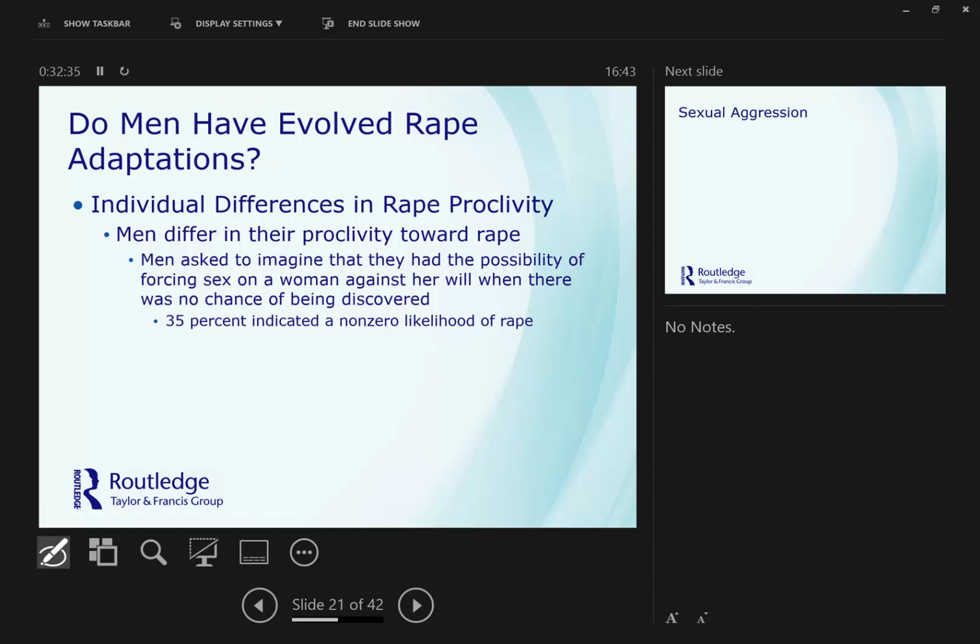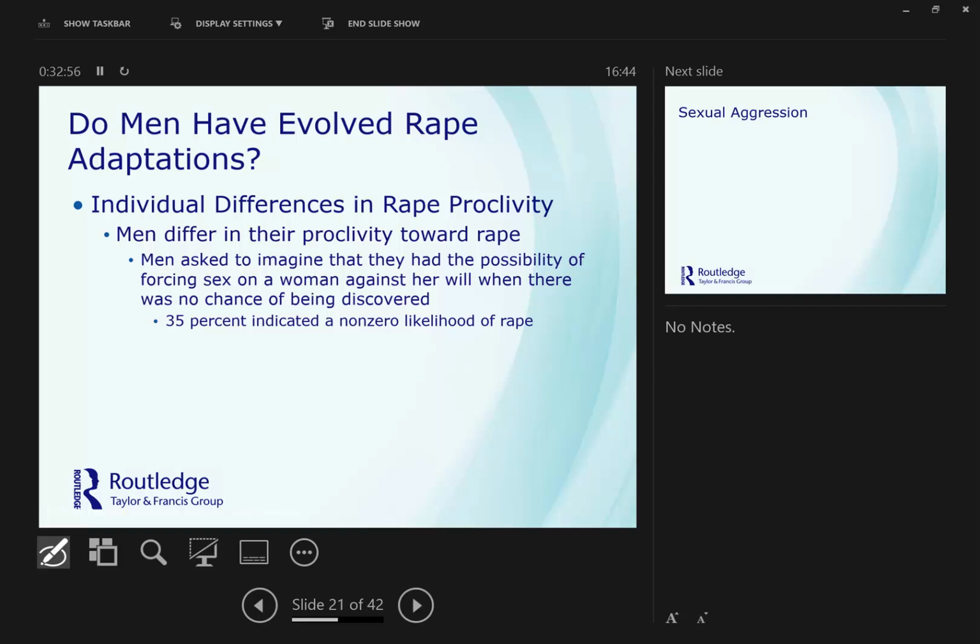65% of men said zero, like they wouldn't do it at all, right? 65% of men said absolutely not, even under conditions where there's no chance of retaliation, no chance of any reputation loss, no chance of any punishment. 65% of the men who were surveyed said absolutely not, I would still not rape someone.